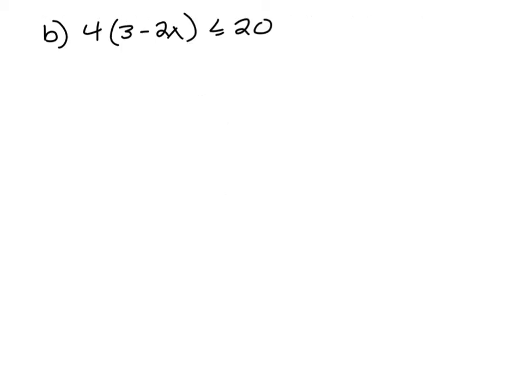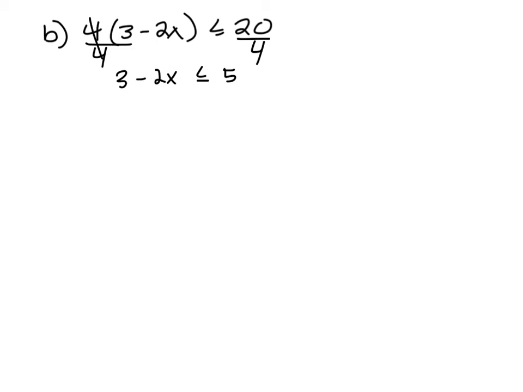Let's go on and do another example. Again, we always start the same way. Our goal is to try to get x by itself. So let's divide both sides by 4. The 4's cancel here. Then we end up having 3 minus 2x is less than or equal to 20 divided by 4, which is 5. Of course, you didn't have to start that way. Another way you could have started is you could have distributed the 4, so you'd have 12 minus 8x is less than or equal to 20. Either way, you'll get the same answer.